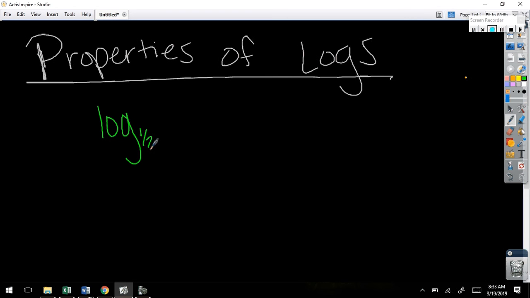Alright, let's do log base 1/2 of 8, because this was on your quiz. And in glancing through, most of you got this one. 3. 1/2 to the what power gives you 8? -3. Alright.